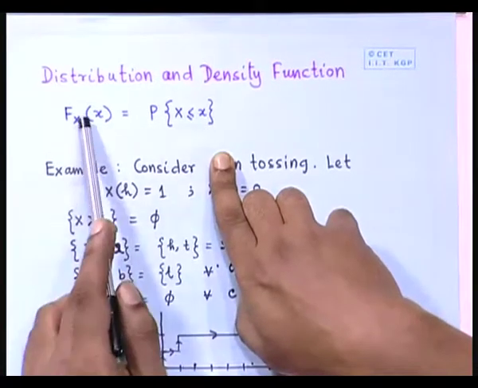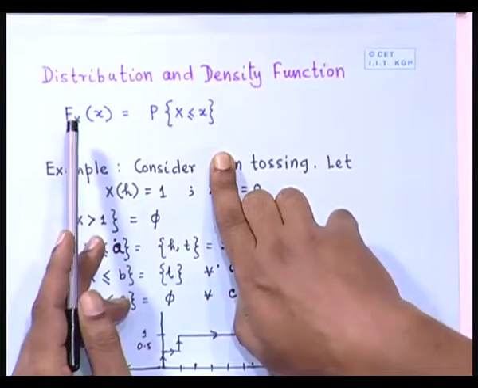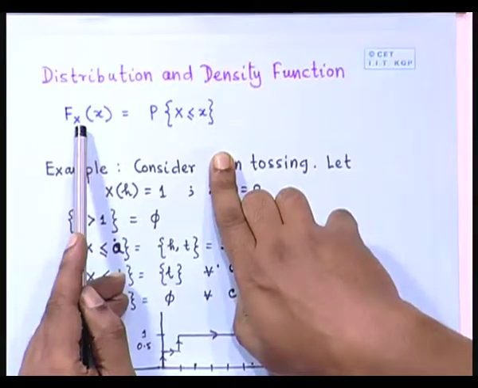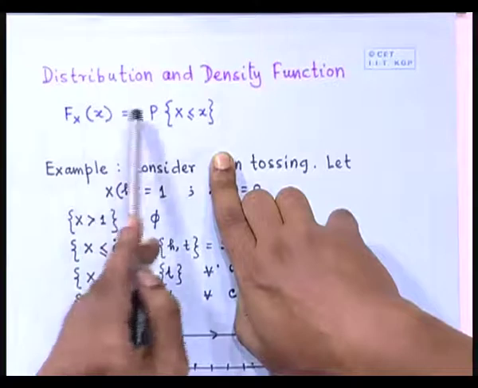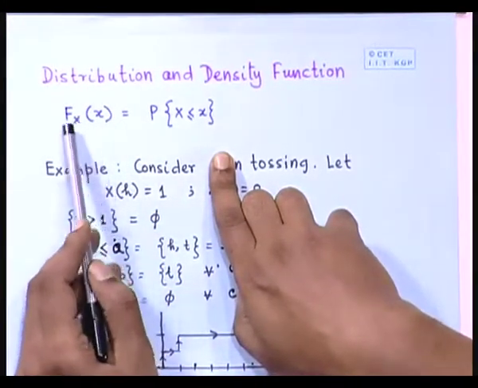Sometimes we will drop this subscript X whenever it does not cause confusion, but in general you can talk about F subscript capital X of w, which will mean that capital X is less than or equal to w. So they need not be the same variables, but when we are using the same variables, we sometimes will drop this subscript.